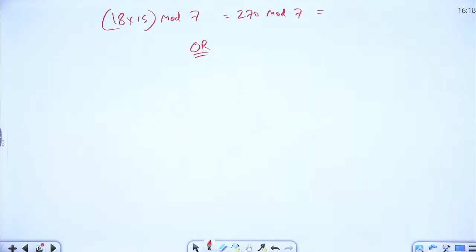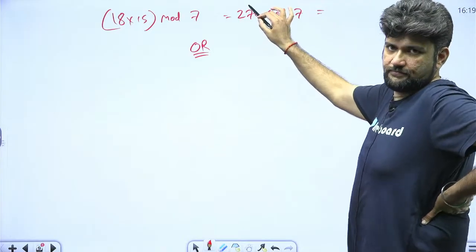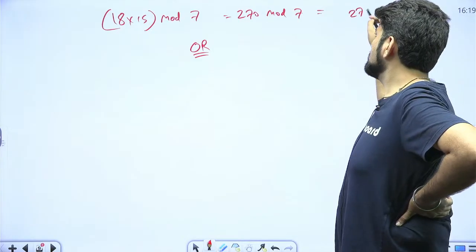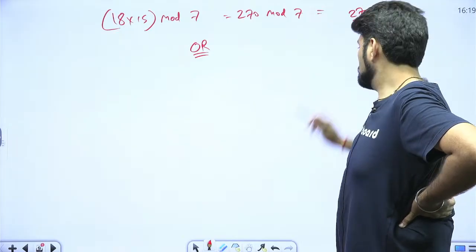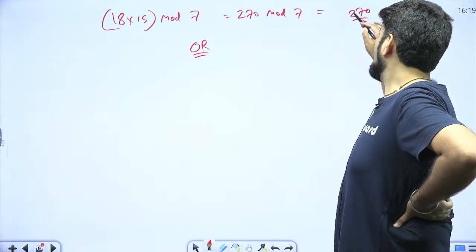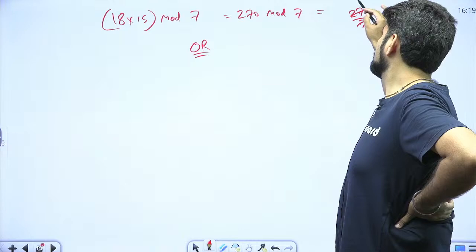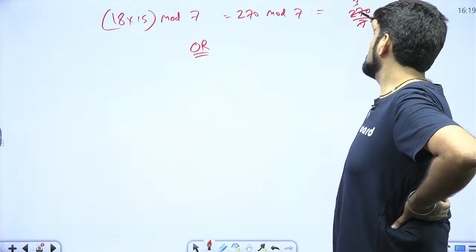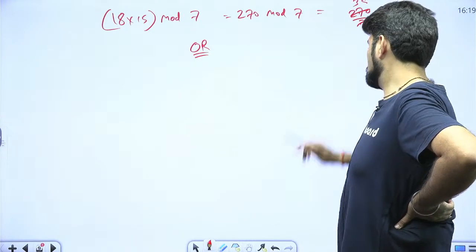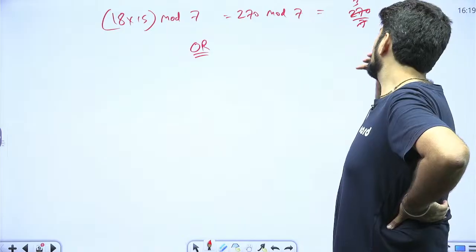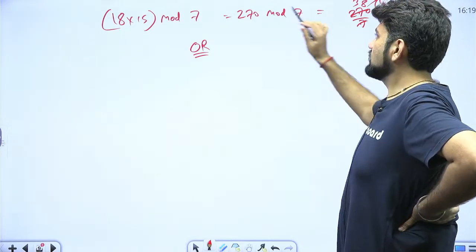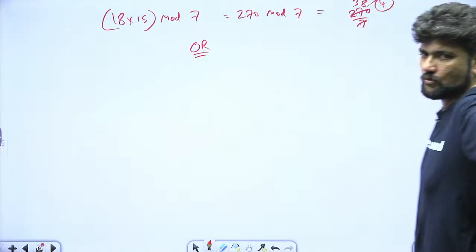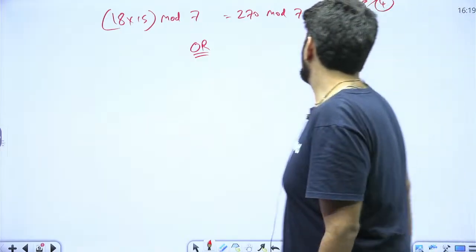Nearest multiple of 7. If you can't find the nearest multiple, what you can do is simply divide 270 by 7, in the fraction form. Don't actually sit and divide it. So 3 sevens are 21, 60, 5 sevens are, 8 sevens are 56. So we are left with 4. So 4 is our answer. 270 mod 7 is 4. 266 was divisible by 7.